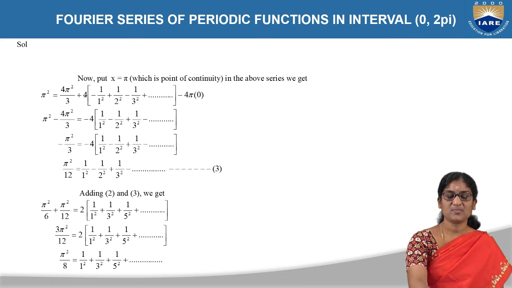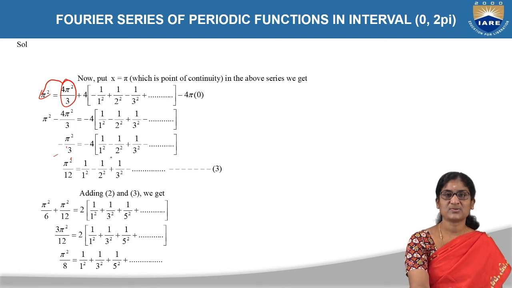Take minus as common here and bring this 4 pi square on the other side. So you are going to get minus pi square by 3 is equal to minus 4 into the oscillating series 1 by 1 square minus 1 by 2 square plus so on.